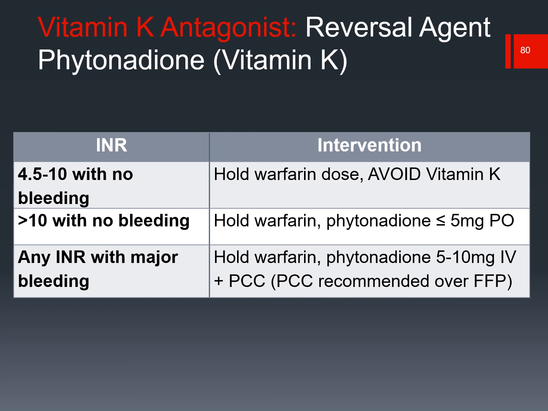If at any point in time they experience major bleeding, regardless of what their INR is, we're going to hold the warfarin dose, give IV phytonadione, and concentrated factors. So we have PCC. We hold the warfarin, we give IV phytonadione, and give concentrated factors. Most commonly now is Kcentra.